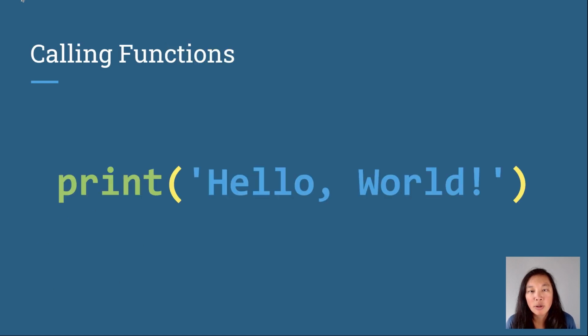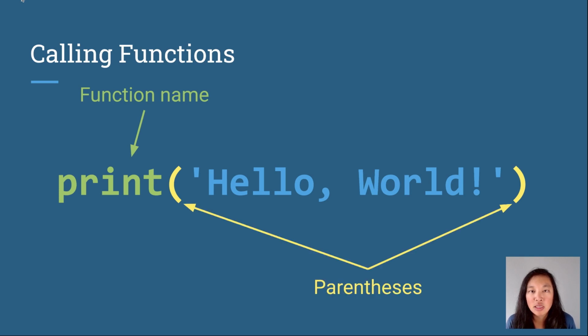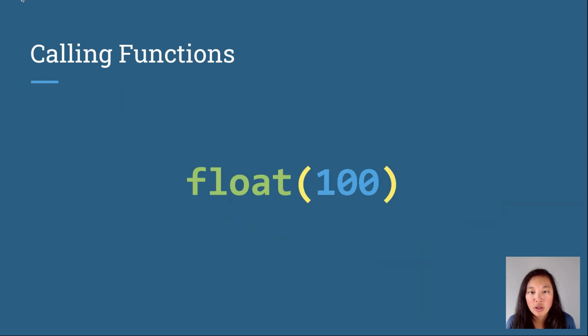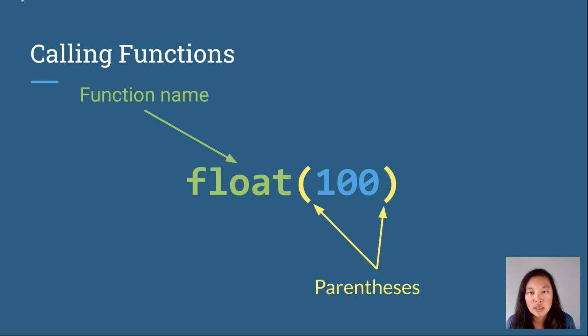So let's talk more about calling functions. We have print, which is the function name. We have parentheses, and then we put the argument inside of it, hello world as a string. What about float of 10? Float is the function name. We have parentheses, and we pass in the argument 100.